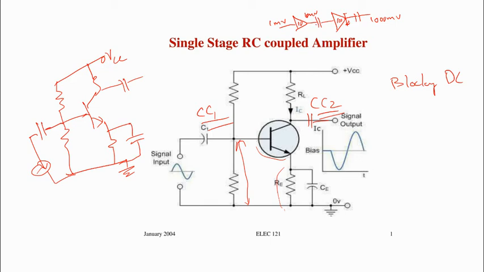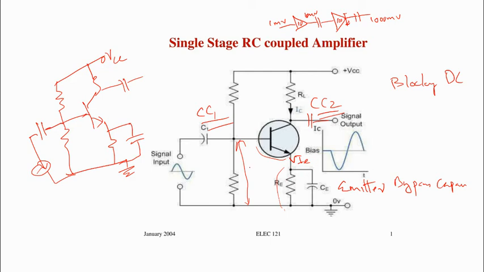Then the output of this amplifier is connected to the input of this amplifier. So no DC should pass to the input of the second stage. That's why we are using the coupling capacitor, and we are using another capacitor called the emitter bypass capacitor. Emitter bypass capacitor means here we have capital IE, which is both AC current and DC current passing through this one.